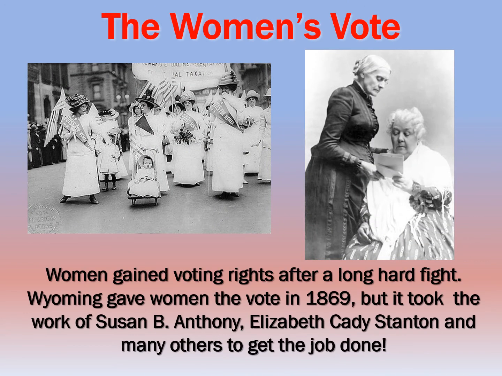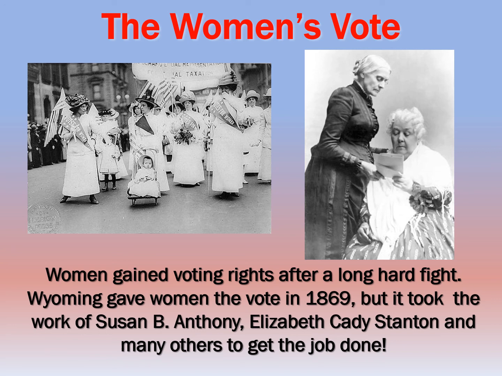All right, women's vote. Well, white women got the right to vote finally after a long struggle. Now, individual states could give women the right to vote, and territories could give women the right to vote on their own within their states or territories. But on a federal level, it didn't happen for quite a while. Now, you can see Wyoming gave women the right to vote in 1869. They were the first to do that.